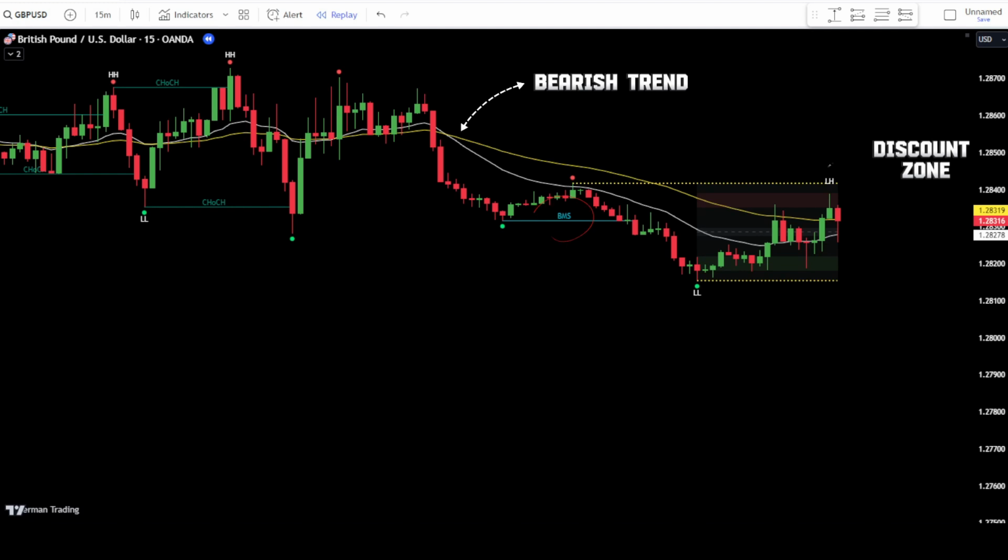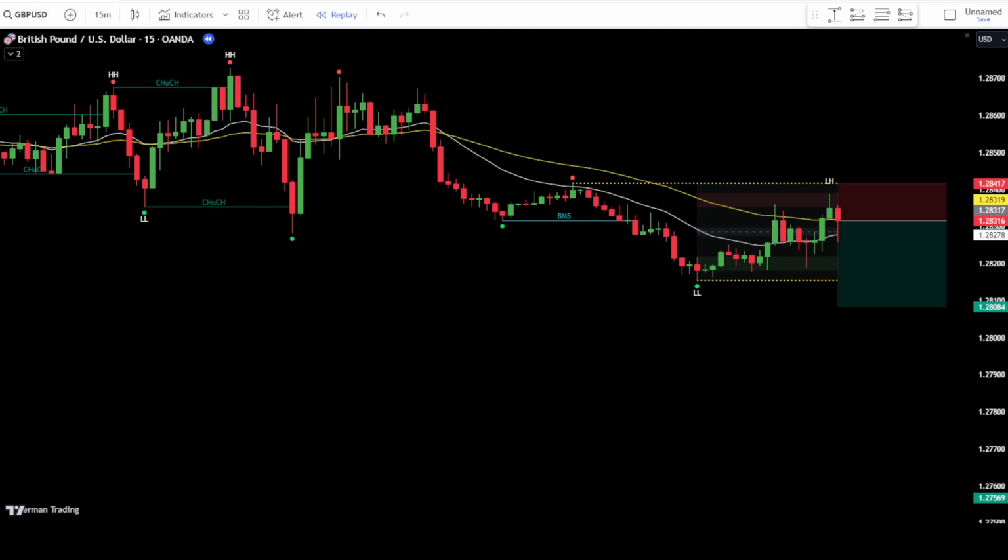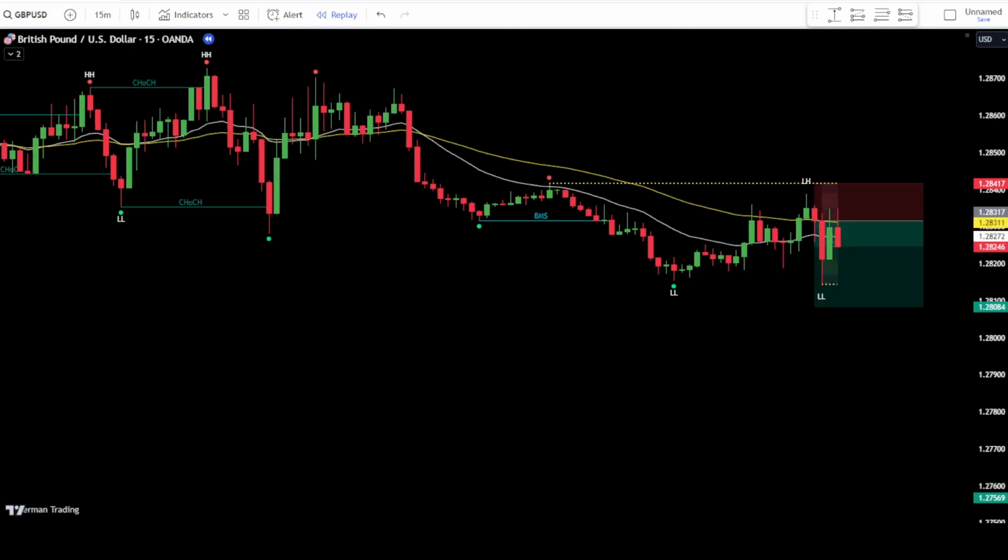EMA 50. 4. Next, wait for the price to enter the discount zone. 5. After that, wait for the formation of a bearish engulfing pattern before placing the sell order. 6. If the bearish engulfing pattern has formed, place the sell order after the bearish engulfing candlestick is completed. 7. Set the stop loss at the top of the range. 8. Then, use a target take profit with a risk and reward ratio of 1 to 2.